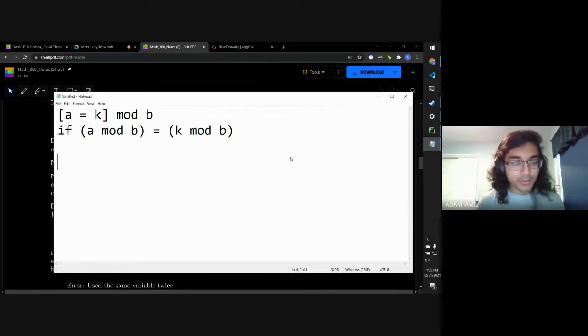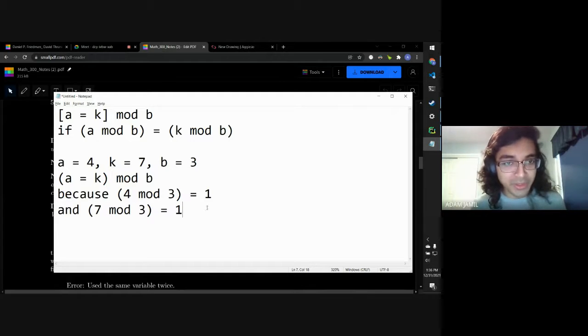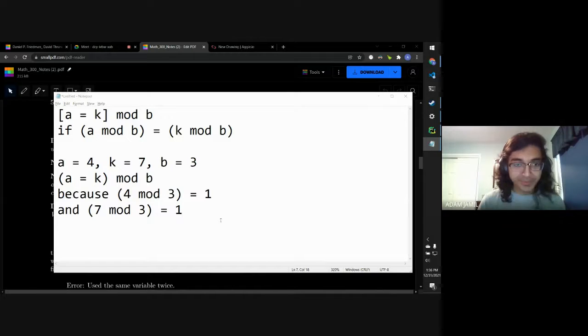So maybe I'll just do a quick example. Let's say a equals 4, k equals 7, and b equals 3. So a is equal to k mod b because 4 mod 3 is equal to 1, and 7 mod 3 is equal to 1. Sorry if I bored anybody, but I want to make sure everybody knows what modulo is.